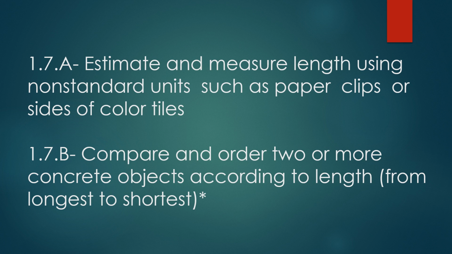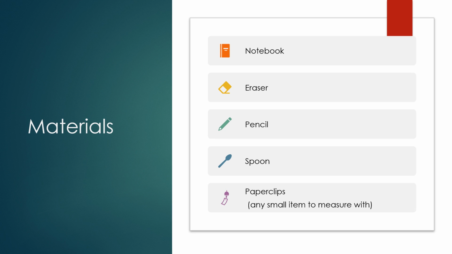Our focus for Monday and Tuesday this week will be measuring objects. The TEKS aligned with that objective are 1.7a, estimate and measure length using non-standard units such as paper clips or size of color tiles, and 1.7b, compare and order two or more concrete objects according to length from longest to shortest.